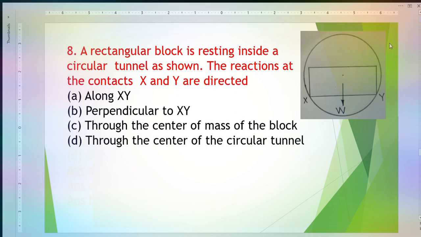Our next question is: a rectangular block is resting inside a circular tunnel as shown. The reactions at the contacts X and Y are directed. The options are along XY, perpendicular to XY, through the center of mass of the block, through the center of the circular tunnel. The correct option is through the center of the circular tunnel.